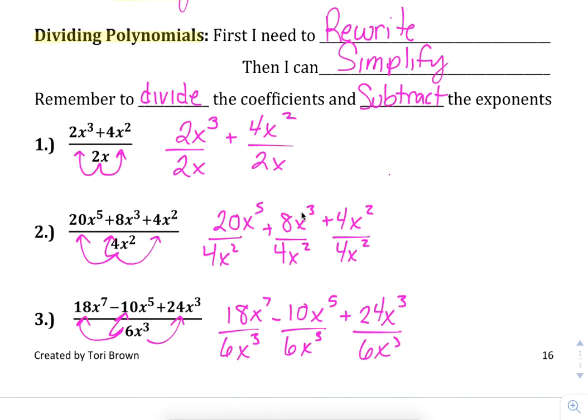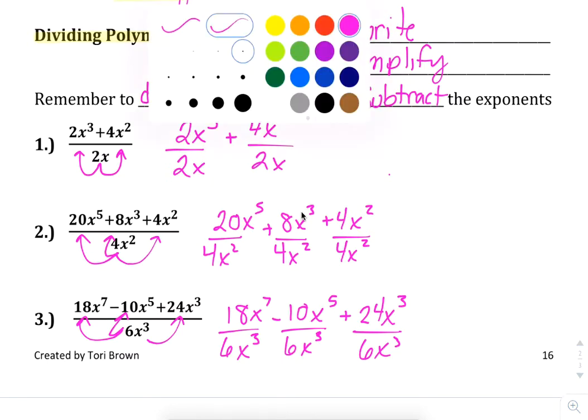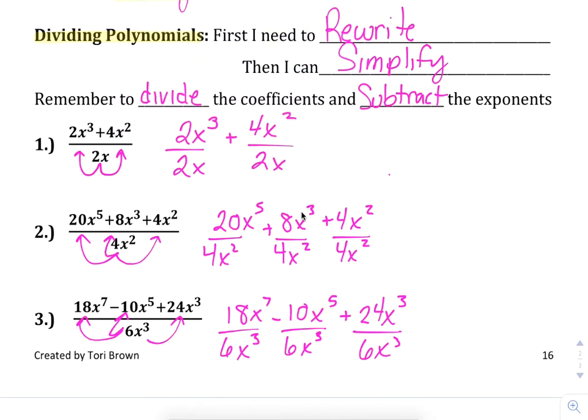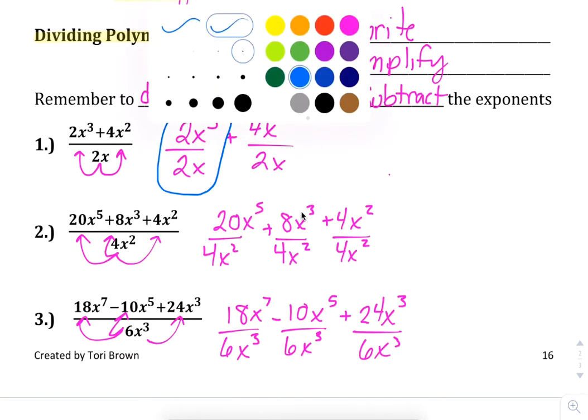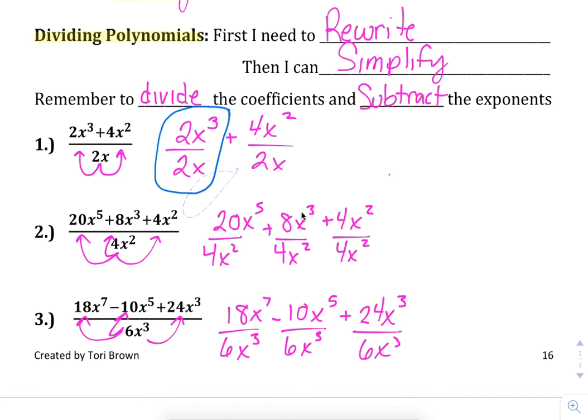Remember that when we're simplifying fractions and they have exponents in them, we divide the coefficients, or divide the front numbers. We subtract our exponents. Okay. All right, so give me just a second. Try and make kind of a highlight tool. Perfect. All right, so let's say I'm simplifying this term. 2 divided by 2 is a 1.